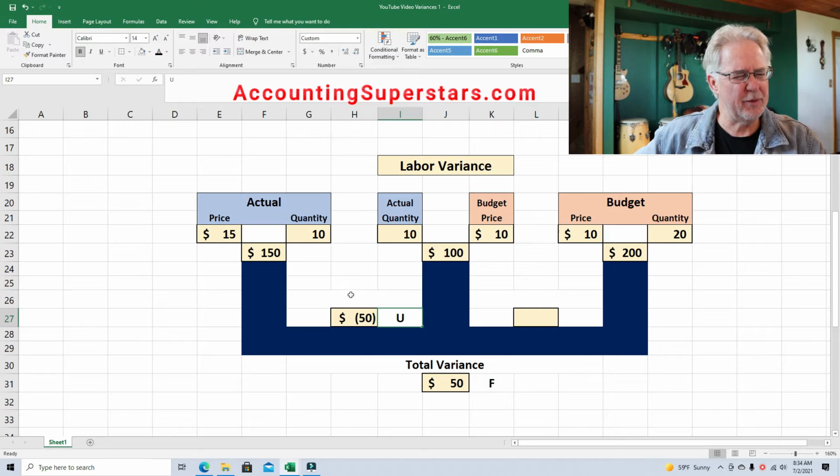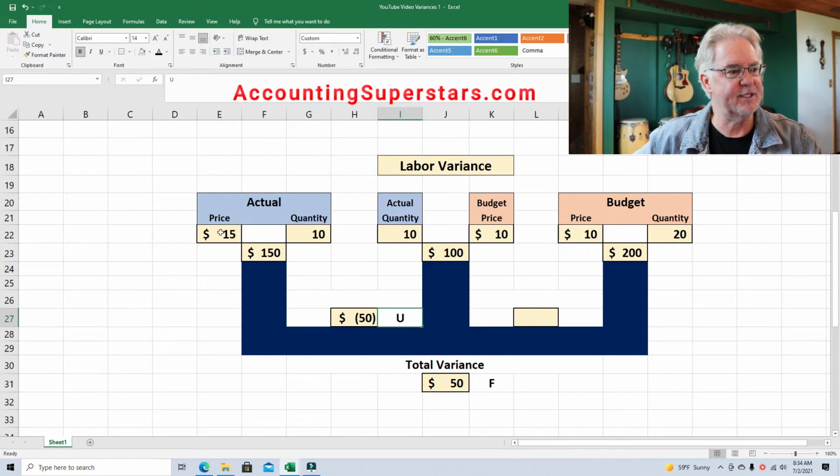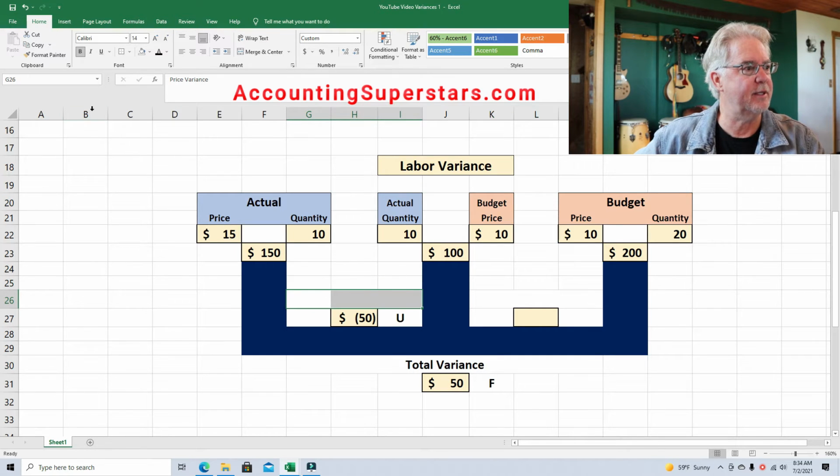Okay, so what are we going to call this though? Well, here we've got actual quantity, and over here we've got actual quantity. So those are the same thing. But what differs is the price, the actual price and the budget price. So that's really what the difference is. We're isolating the price difference. So we're going to call it the price variance.